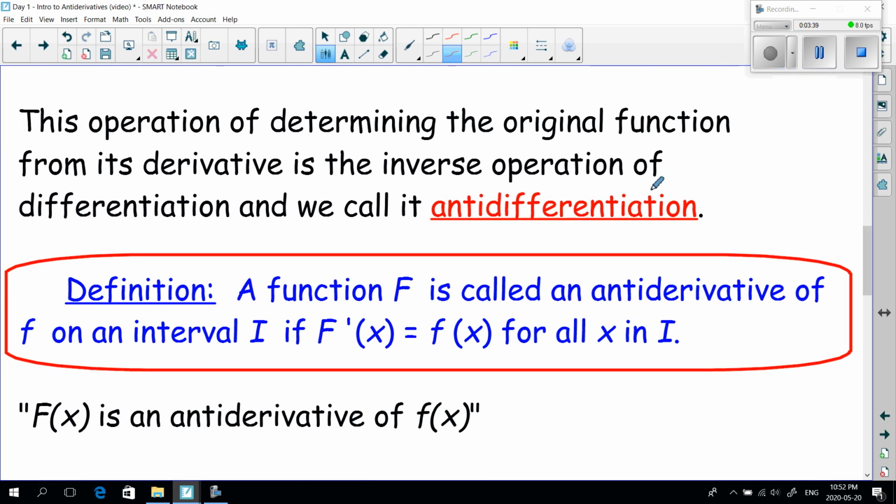So the operation of determining the original function from its derivative is the inverse operation of differentiation, and we call it antidifferentiation. Here's the definition. A function capital F is called an antiderivative of little f on an interval I if capital F prime x equals little f of x for all x in the interval.